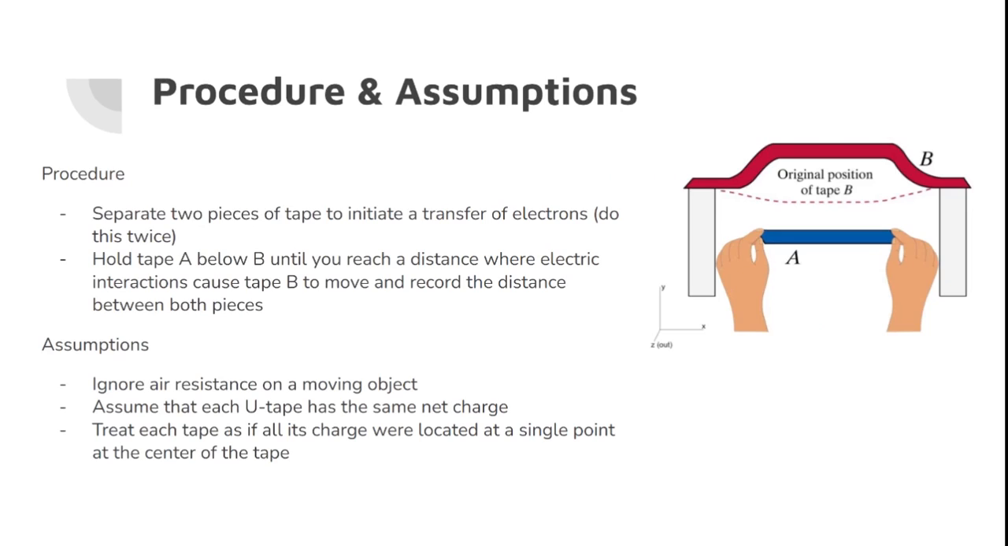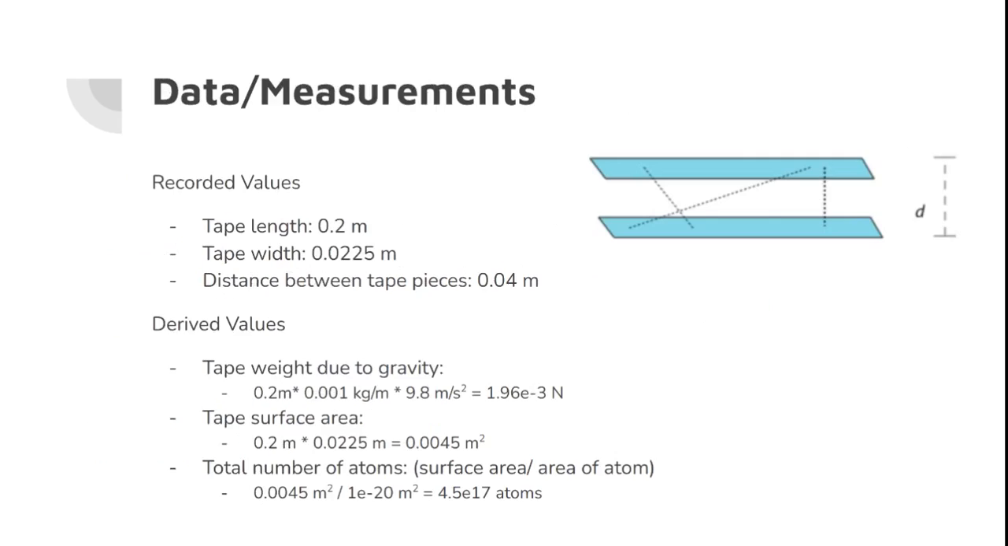The basic procedure of the experiment is shown on screen, and some of the assumptions that we utilized in this experiment and in drawing some of our conclusions were that one, we had to ignore air resistance on the moving object. Two, assume that each tape had the same net charge. And three, treat each tape as if all its charge were located at a single point at the center of the tape, quite like a point charge.